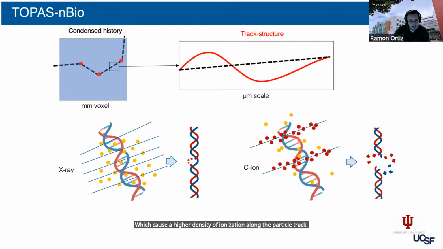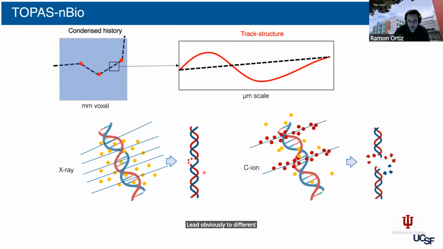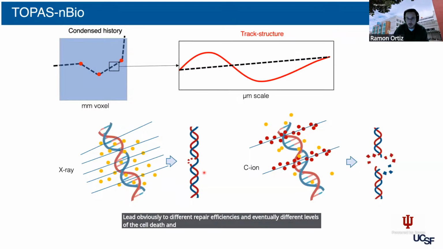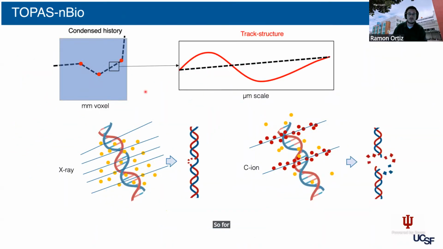So when these patterns overlap with the DNA strand, for example, the degree of complexity of the damage produced is different, due to this clustering of interactions. And this different complexity of damage can obviously lead to different repair efficiencies and eventually different levels of cell death and different treatment outcomes.